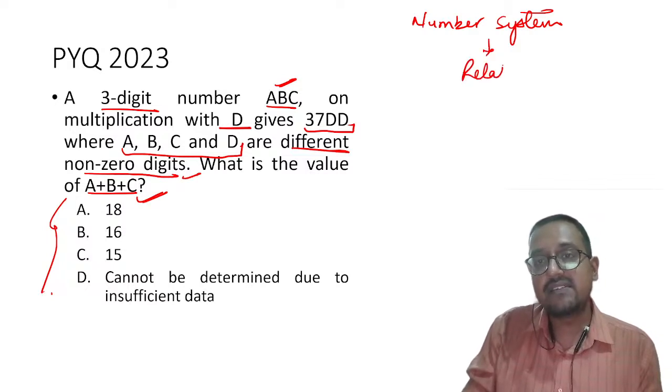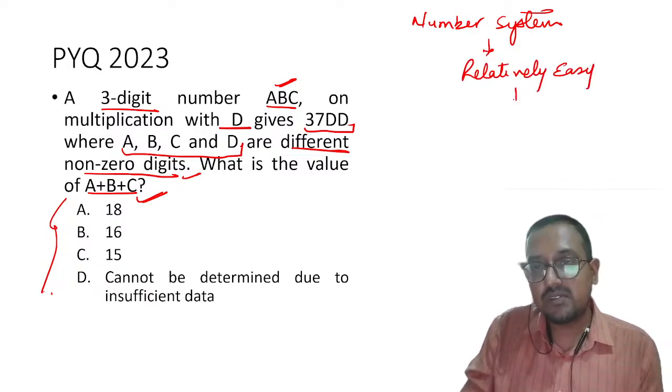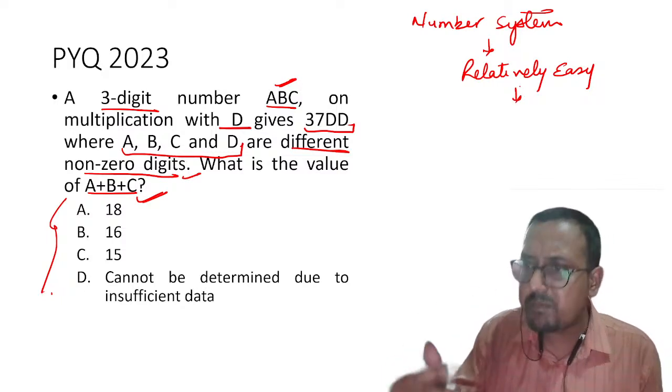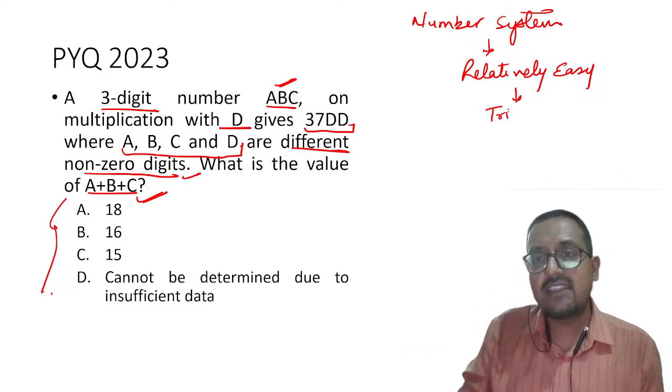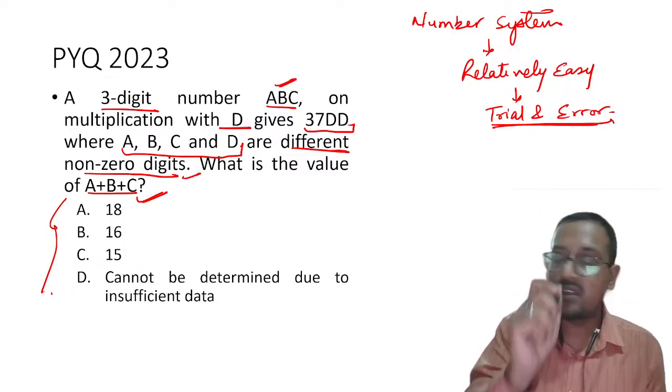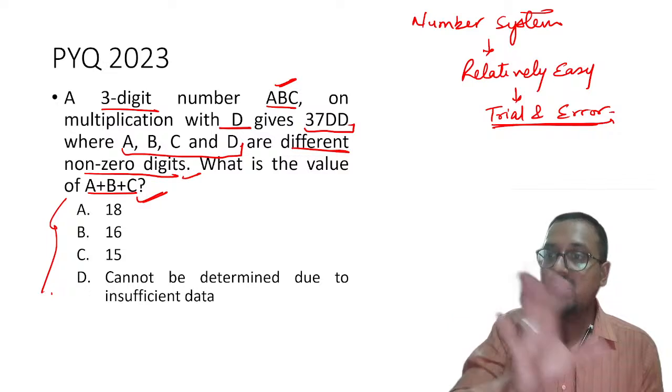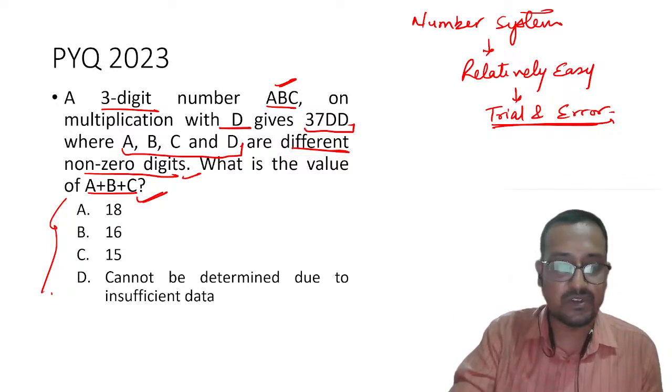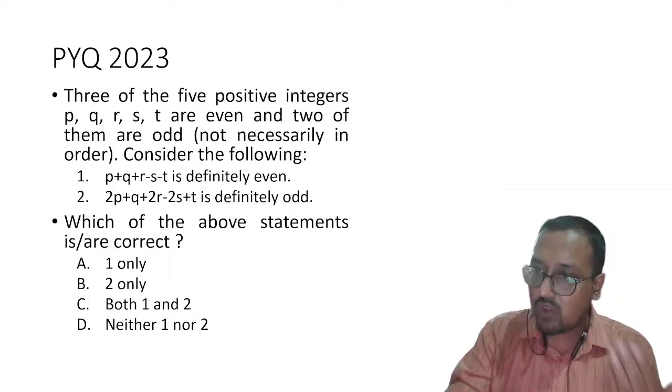Relatively easy, and sometimes approximately 50% of the time you'll find that they are trial and error based. They are trial and error based. So please make sure that you are following all the possibilities involved in there, okay? So make sure of that. Now I will come back and solve this question.